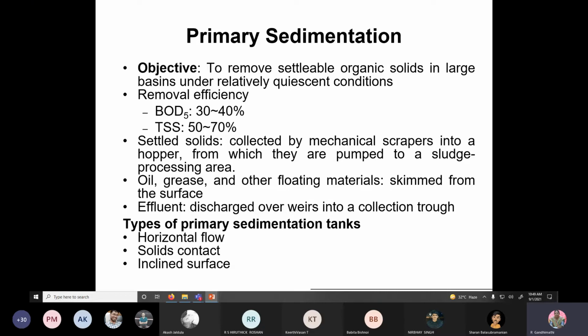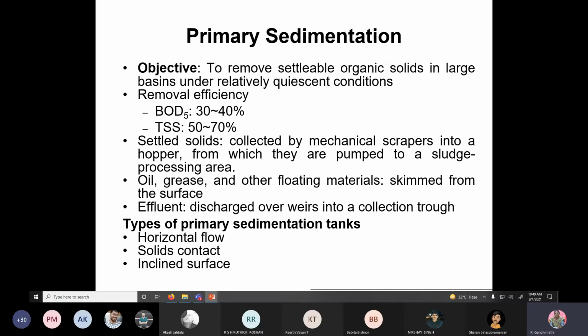Then the lighter organic materials like oil, grease, and some floating matter may be carried to the top and can be skimmed off from the surface. Therefore, you have to provide a skimmer and scraper mainly to remove the floating objects.